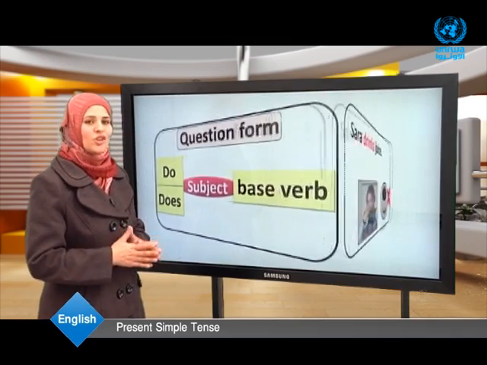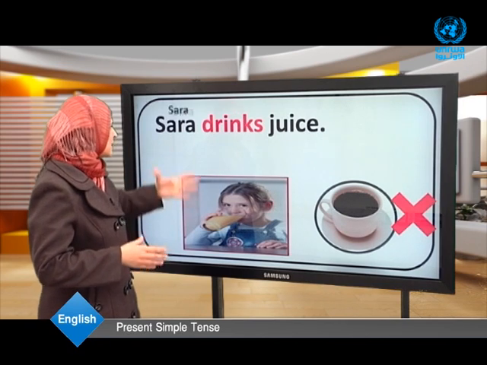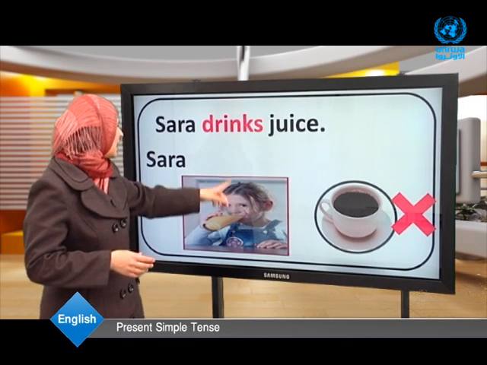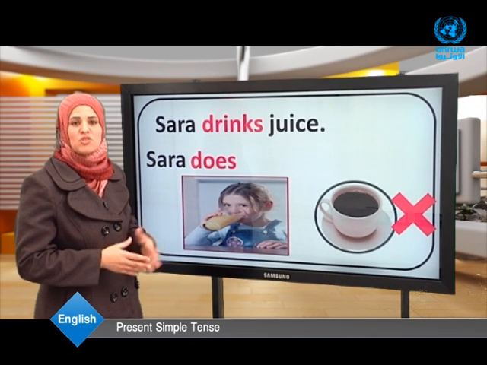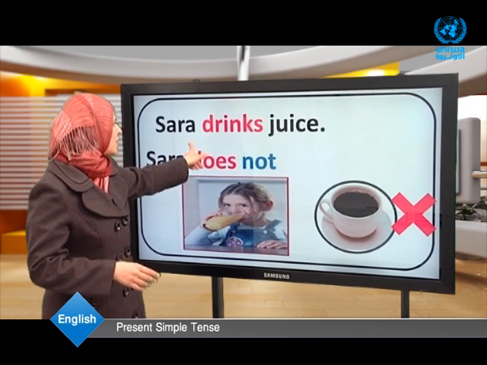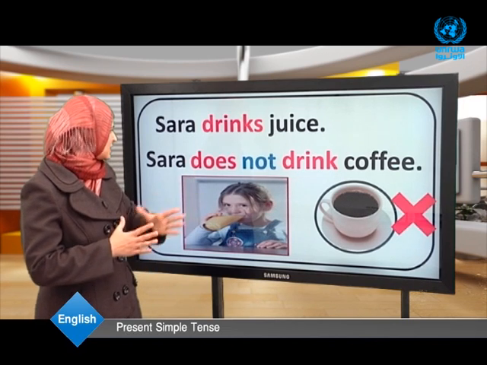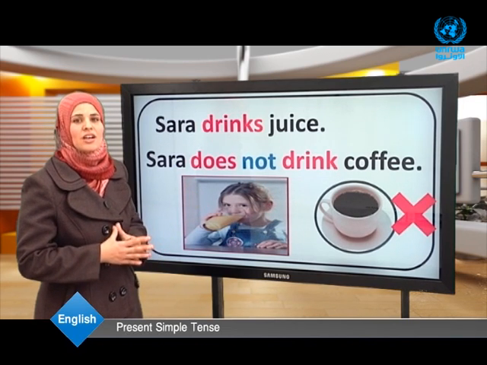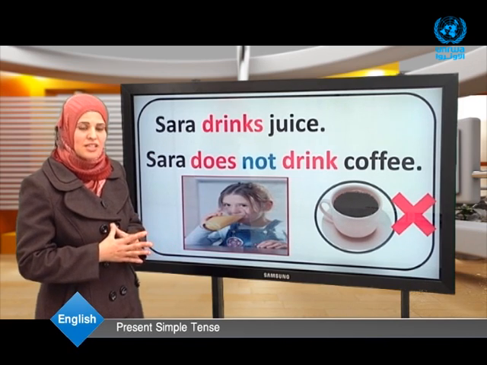Now, let's form negative sentences. Look, Sarah drinks juice, not coffee. So, we are going to negate the sentence. We are going to begin with the subject, which is Sarah, and we add do or does according to the subject. Here the subject is Sarah, so we need does, then not, then the base verb, which is drink, and the rest of the sentence. So our sentence is Sarah does not drink coffee. Or we can say Sarah doesn't drink coffee.